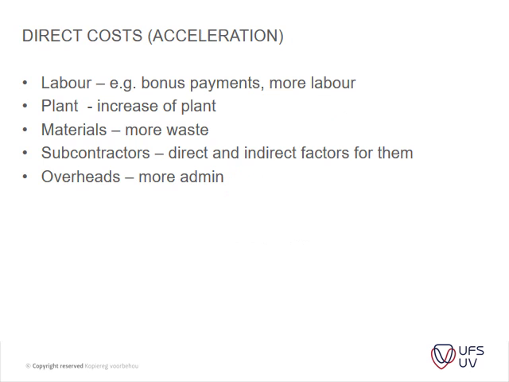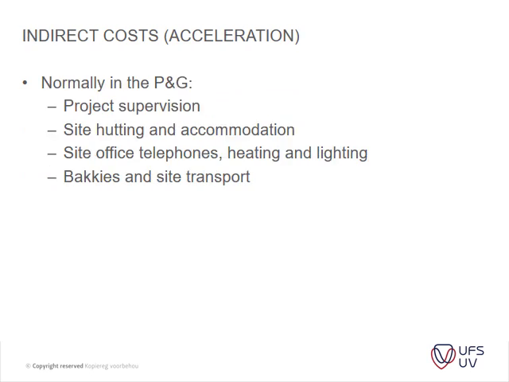Then we look at our direct costs. You've got your labor, e.g. bonuses, more labor is needed if you accelerate it. Your plant, you need to increase your plant. Material, more waste is produced. Subcontractors, direct and indirect factors for them, overheads and more admin, etc. So these are items that contribute to your costs.